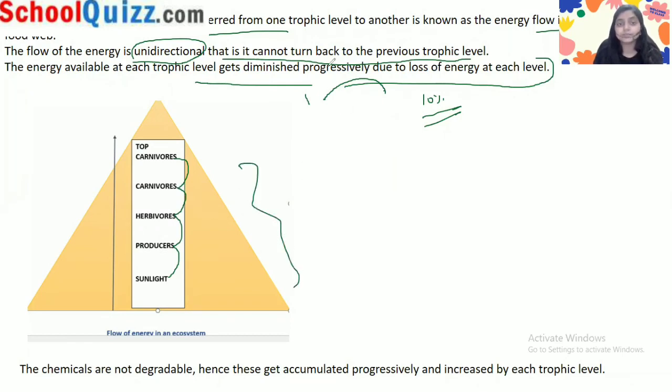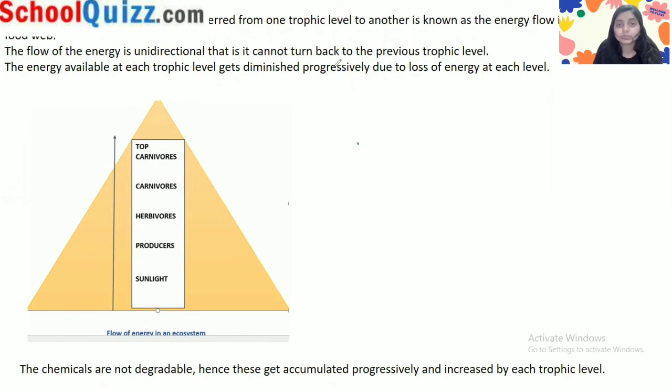Next, we will see the chemicals. We will see the reason behind the bioaccumulation. Why the chemicals or the pollutants get accumulated at each trophic level, we will see the reason. The chemicals are not degradable. You know that they cannot be degraded. Hence, these get accumulated progressively and increase at each trophic level. So the reason is that the chemicals are not degradable, right? So this is the answer. Now let's move to the next question.